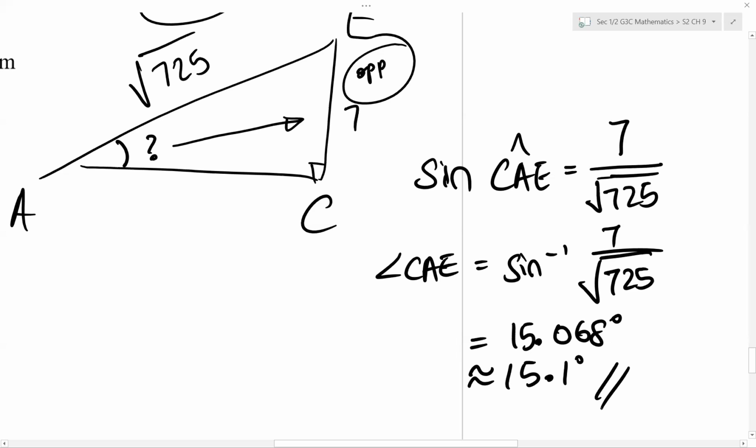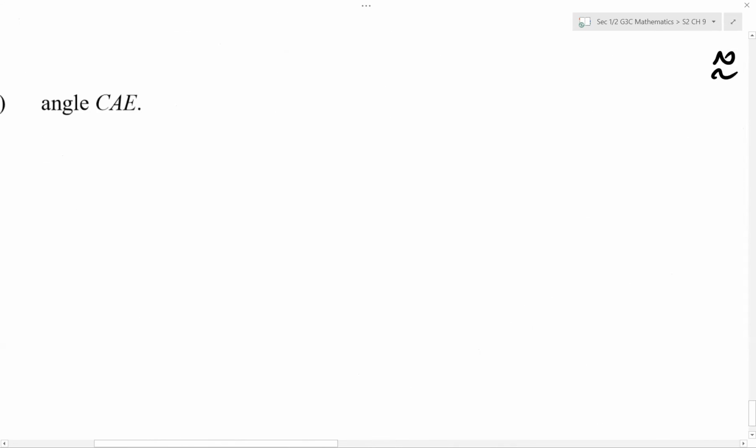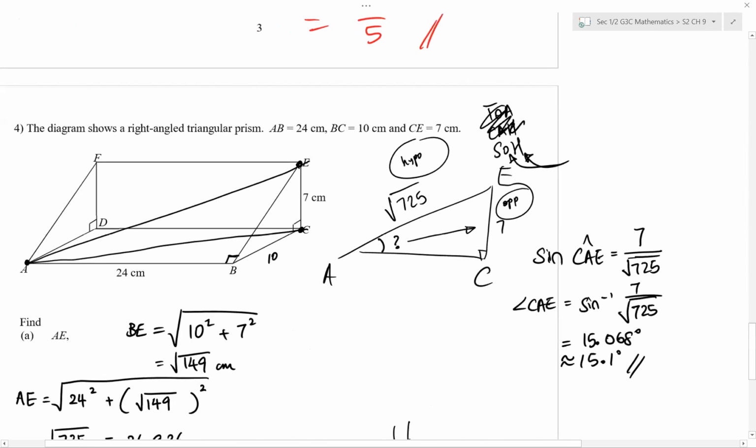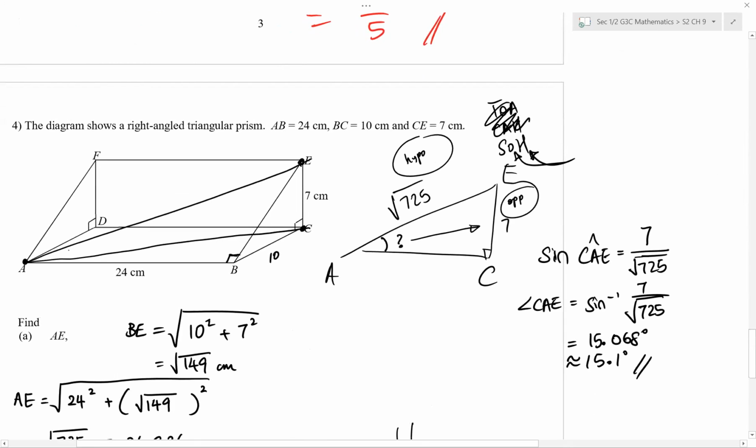So this is the value of, I think that's the last question, CAE. Then go back to the diagram. 15.1 degrees. Does it make sense? Does this angle look like a tiny angle to you? Yeah, it's pretty tiny. So quite confident that the answer is correct.